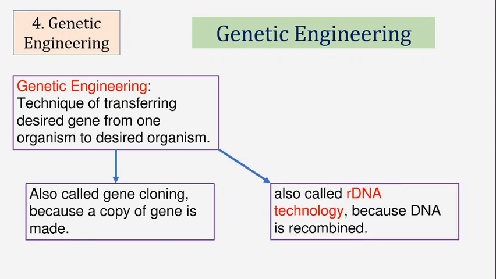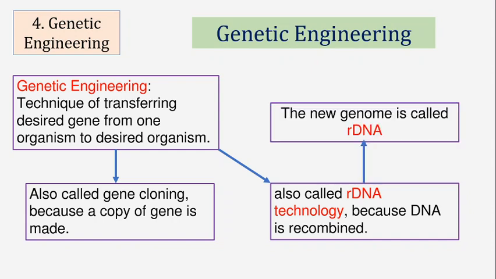And genetic engineering is also called synonymously recombinant DNA technology because the DNA of an organism is recombined or changed. Before genetic engineering, the organism has its own native DNA, the collection of genes, but when we genetically engineer or modify it, it has a different set of genes than before. That is why DNA is recombined and it is called recombinant DNA technology, or in short, rDNA technology. And the organism having a new altered genome is called recombinant DNA.